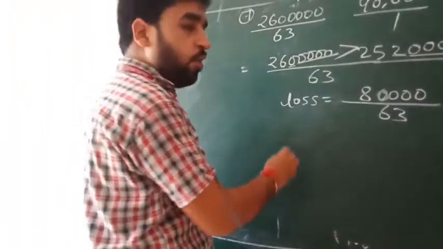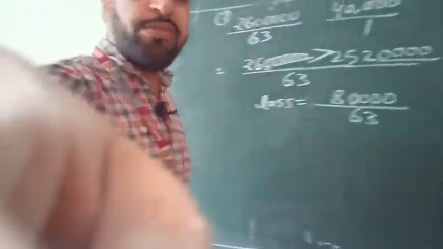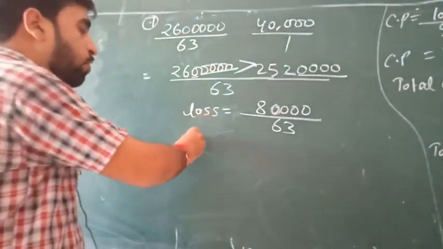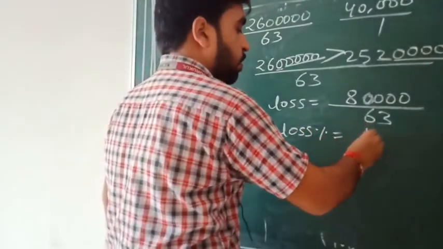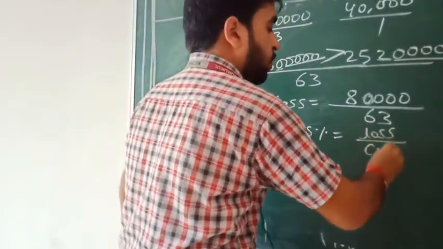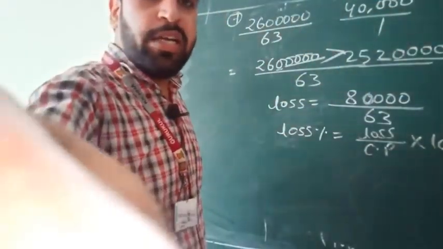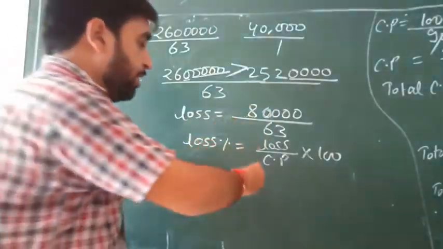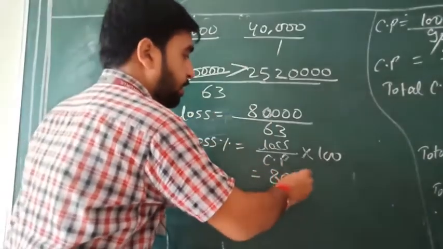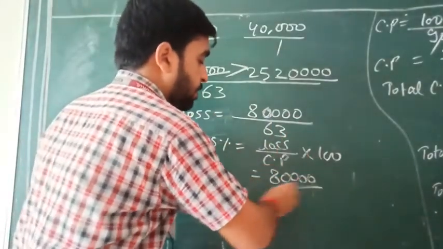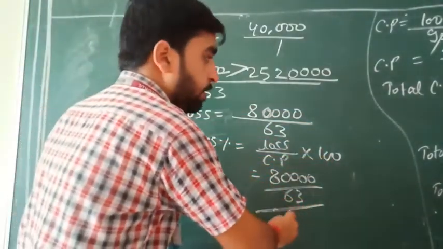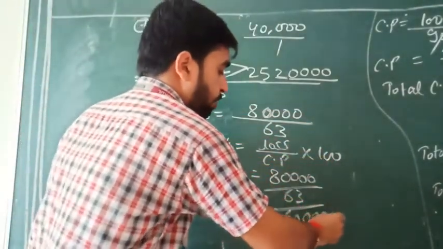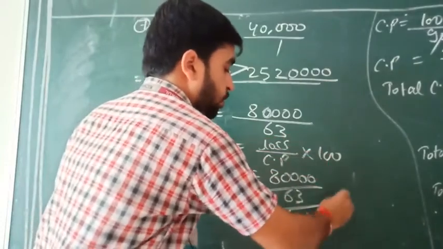How to calculate the loss percent? So students, we have one formula to calculate the loss percent. Loss percent is equal to loss divided by CP into 100. Apply this formula. So loss is already 80,000 divided by 63, divided by CP. What is the total CP? 2, 6, 1, 2, 3, 4, 5 divided by 63, into 100.